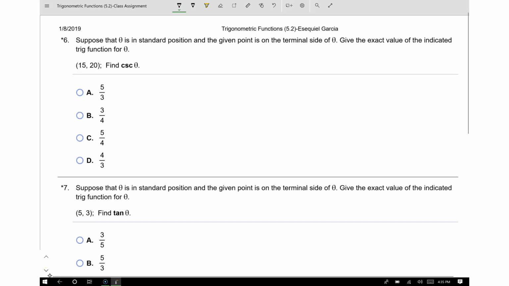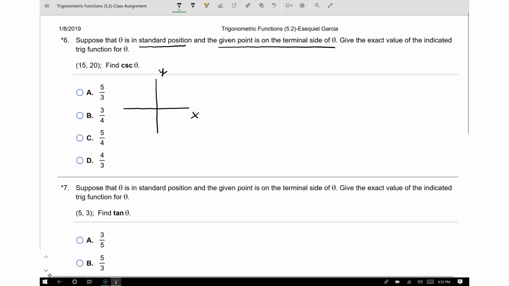Good afternoon. We're going to determine the cosecant of theta for a point that is graphed on a coordinate plane. It says suppose that theta is in standard position and the given point is on the terminal side of theta. So I'm going to graph the x and the y axis.